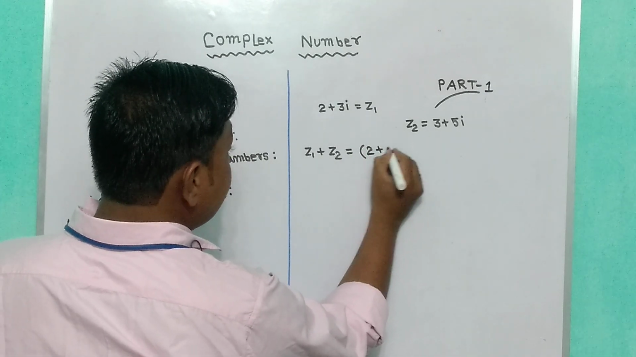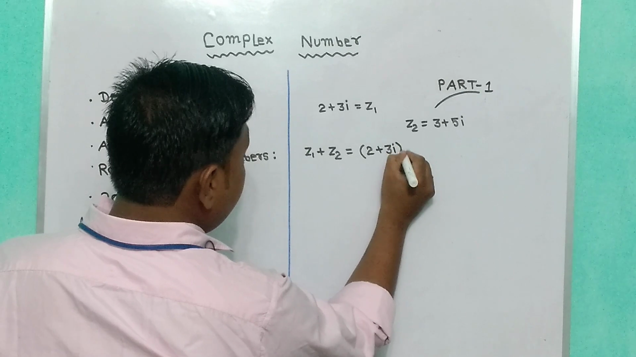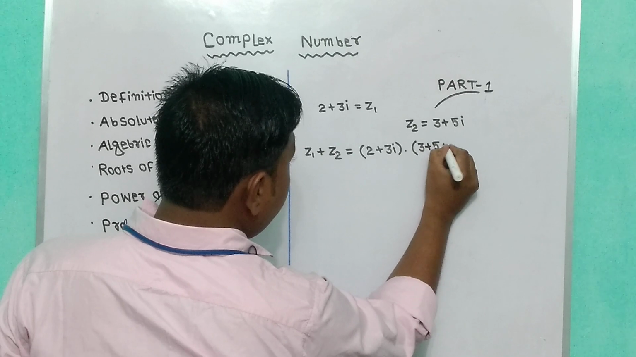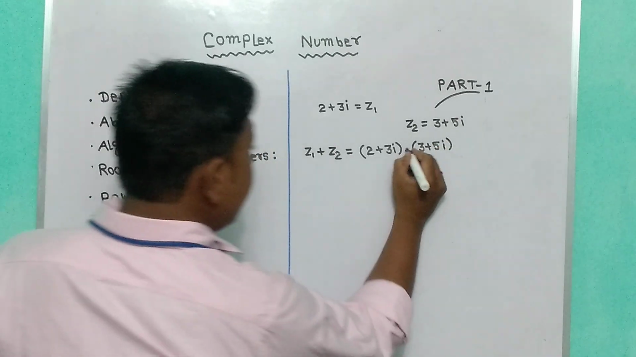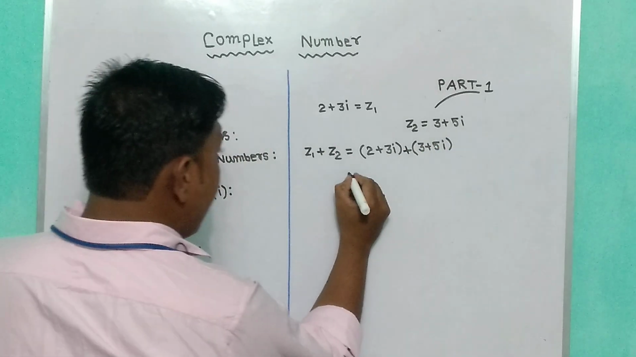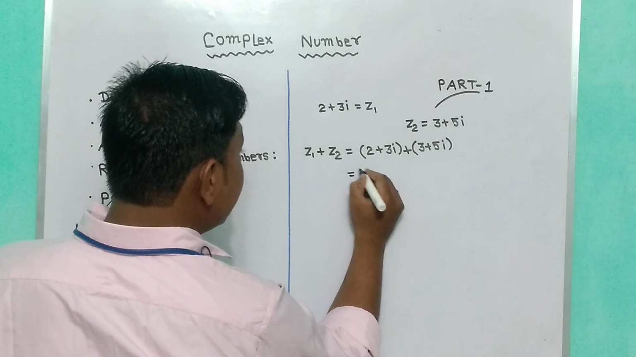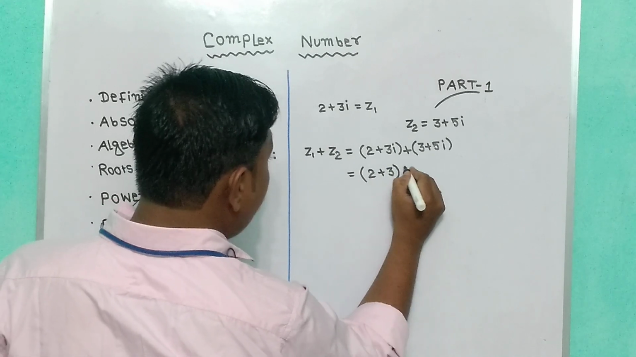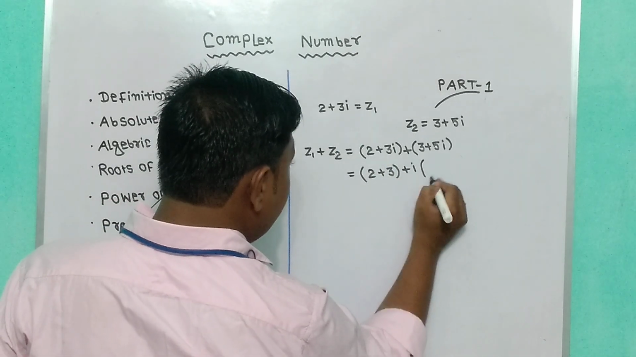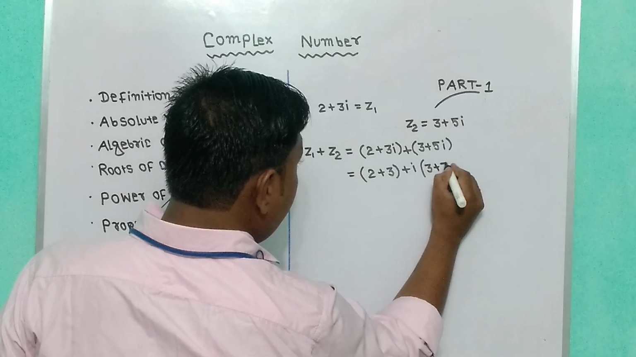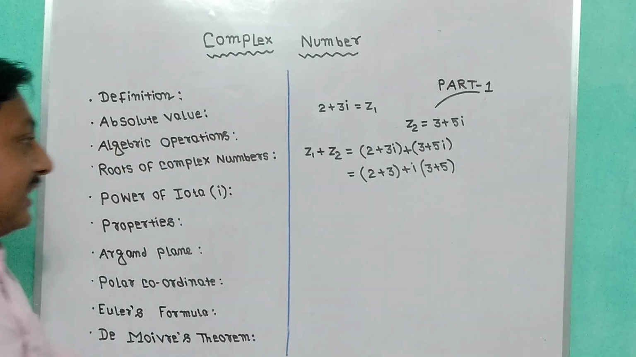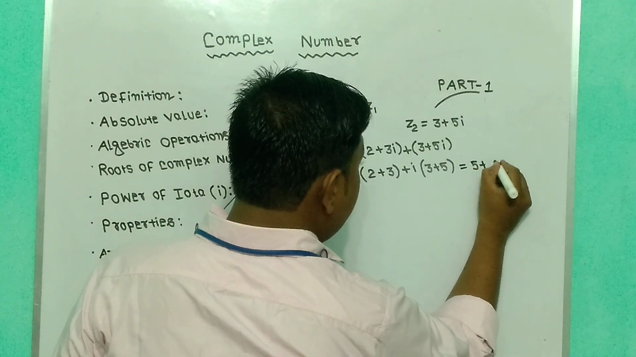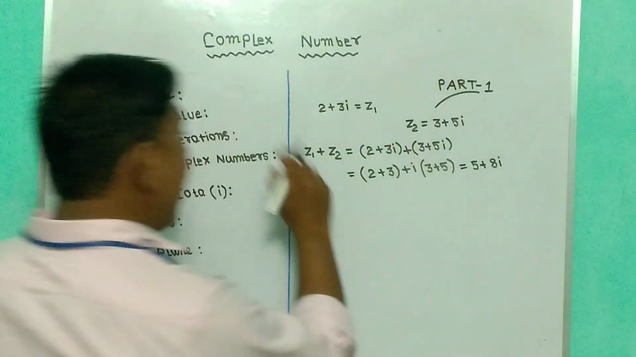2 plus 3i plus 3 plus 5i. So here also a plus sign. So now we have to add this real part, that means 2 plus 3, and after that we add the coefficients of i. Okay, that means it will come 5 plus 8i. This is the addition rule.